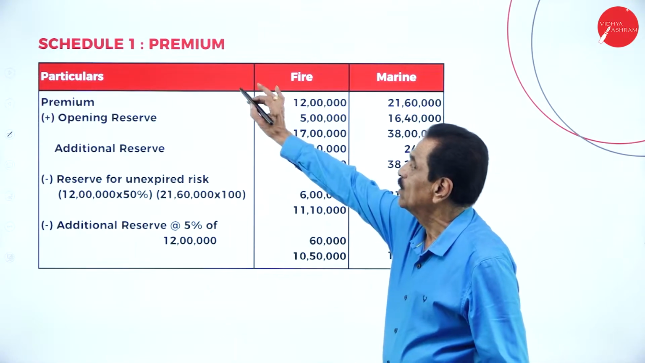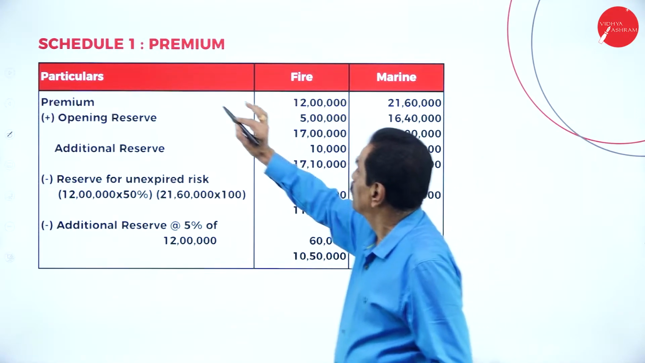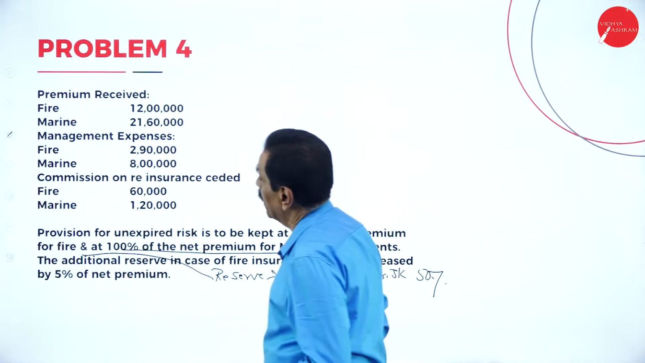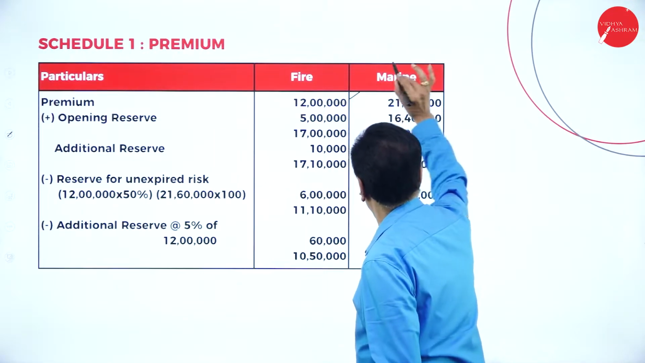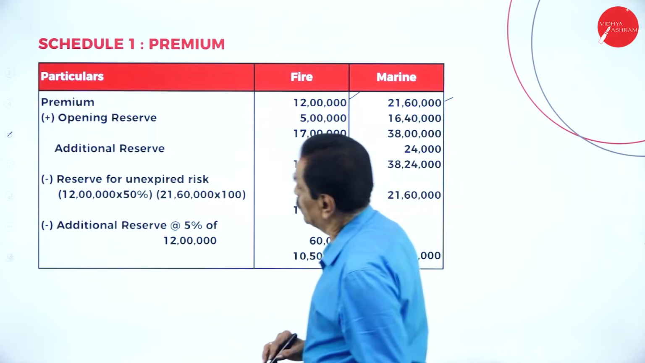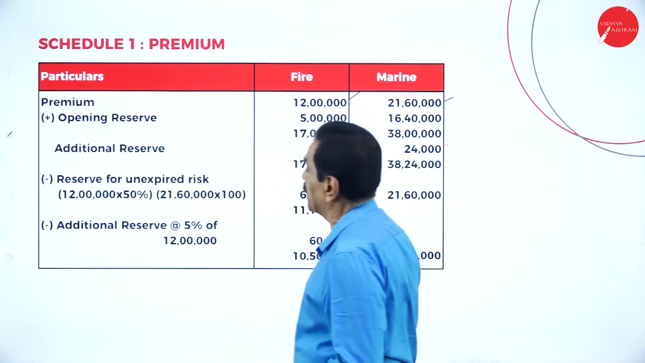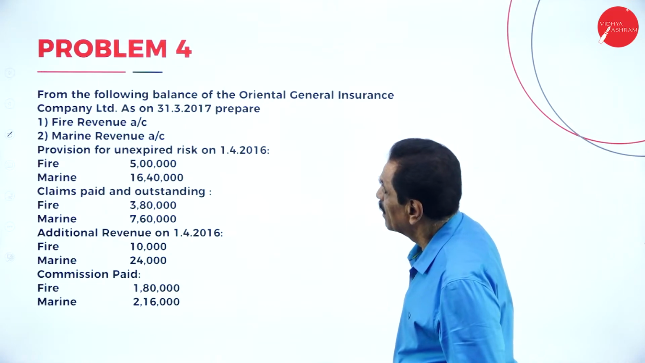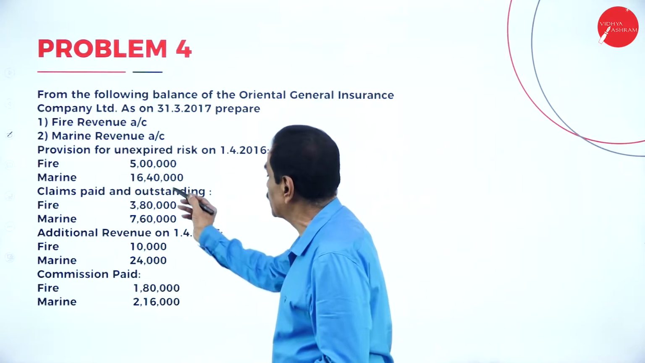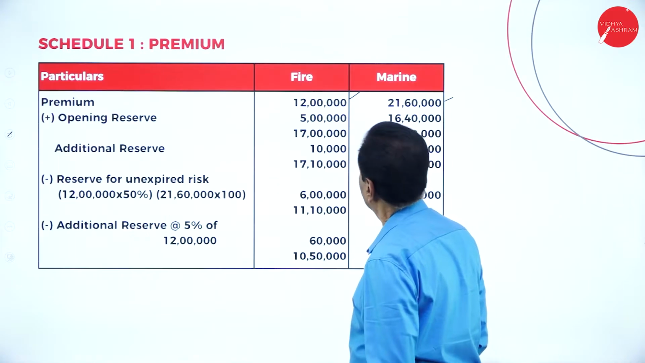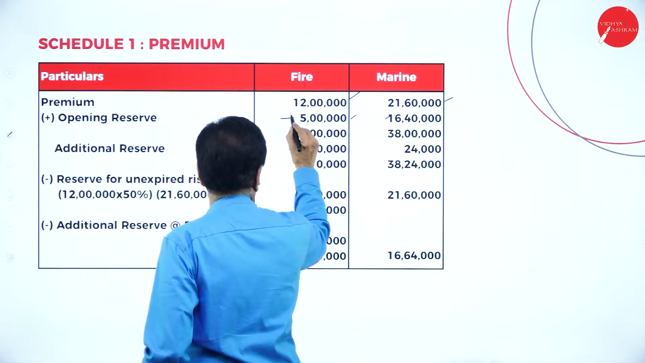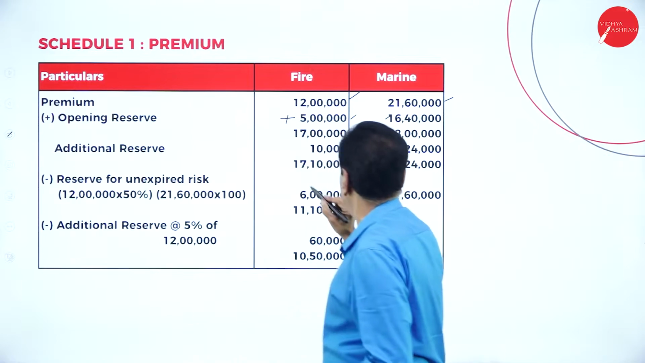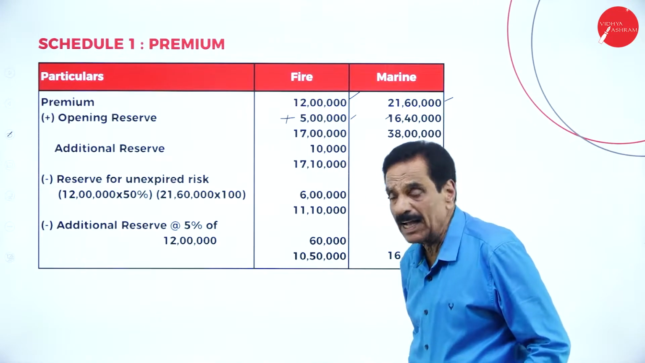This is the answer. Schedule number 1, premium. See how much premium is received: 12 lakh, 21 lakh 60,000, plus opening reserve. What's your opening provision? 5 lakh, 16 lakh 40,000. This should be added. It becomes 17 lakh, 38 lakh.